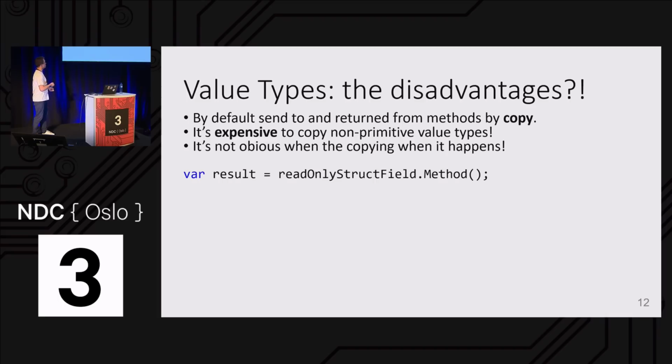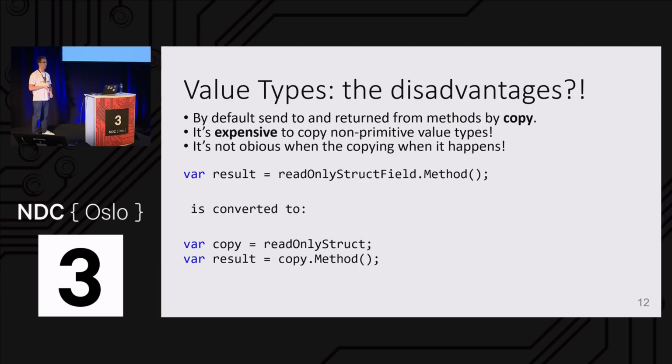Let's consider this example. We have a read-only field which points to a value type, and we just call a method on this field. And what the C# compiler does, it emits the following code for us, because it can see that the field is read-only, so it should be immutable, but inside of a value type, you can access the this keyword, so the method could use the this keyword to change its own state. This is why the C# compiler is emitting code like this, for us to have the immutability.